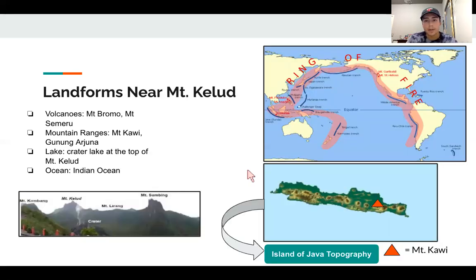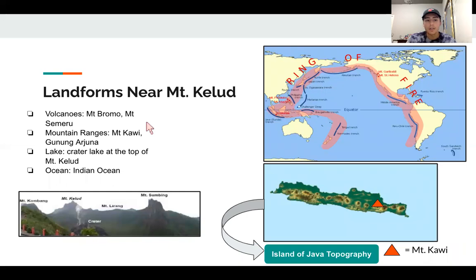Landforms near Mount Kelud. So here's that picture of the Ring of Fire that I was talking about. And along the Ring of Fire, there's a lot of volcanoes and mountain ranges. There's too many to list, but some very nearby volcanoes are Mount Bromo and Mount Semeru. And mountain ranges nearby are Mount Kauai and Mount Gunung.